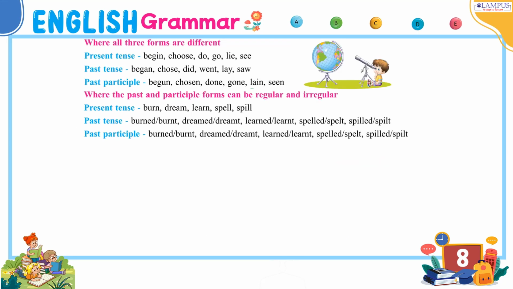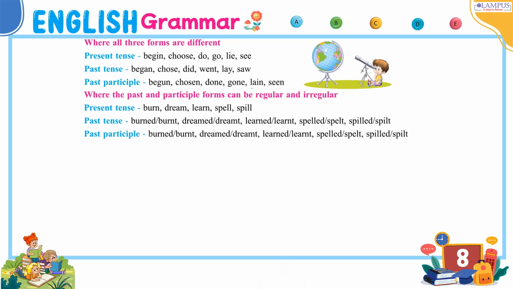Where all three forms are different. Present tense: begin, choose, do, go, lie, see. Past tense: began, chose, did, went, lay, saw. Past participle: begun, chosen, done, gone, lain, seen.